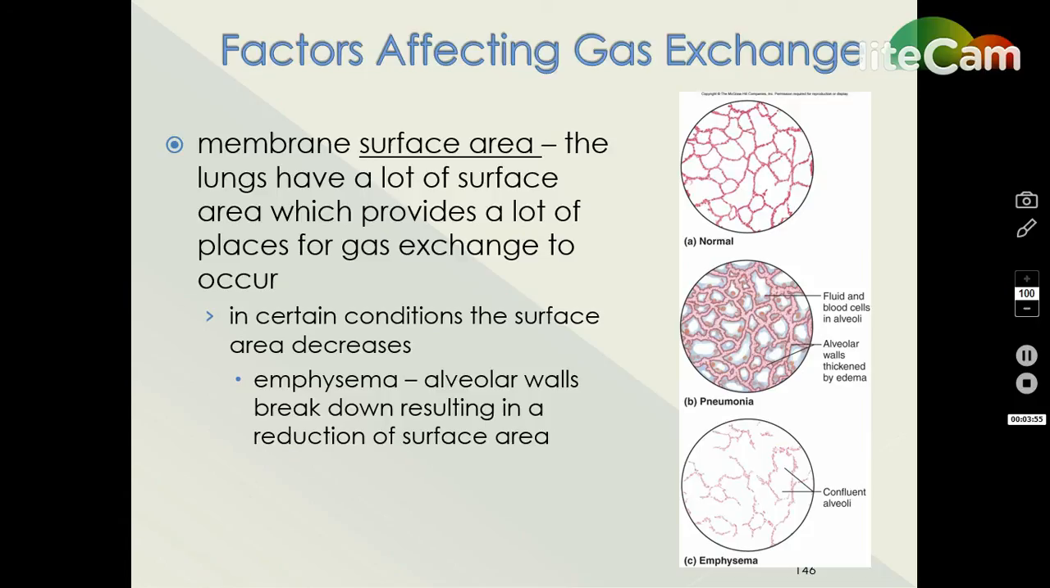So for example, look at this bottom picture here that shows what the lungs look like in a person who has emphysema. So what's going on with emphysema is that the alveolar walls are breaking down. And with these alveolar walls breaking down, there's not as much surface area. So there's not as many places for these gases to diffuse across in order for gas exchange to take place. So if the surface area decreases, then that will inhibit gas exchange.